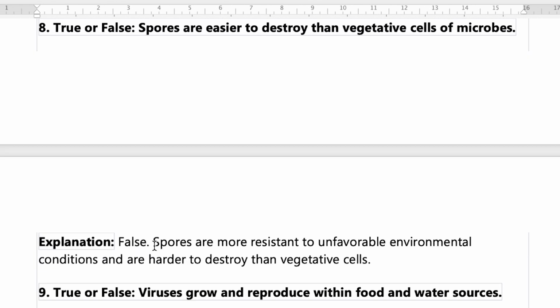Eight, spores are easier to destroy than vegetative cells of the microbes. It's false because spores are more resistant. So here we learn that spores are stronger than vegetative cells.